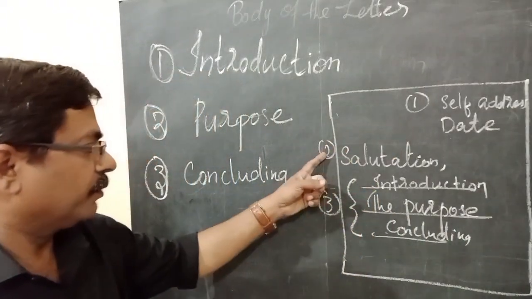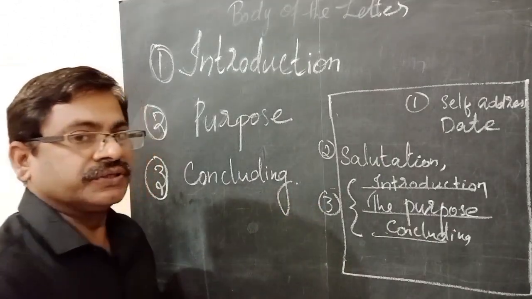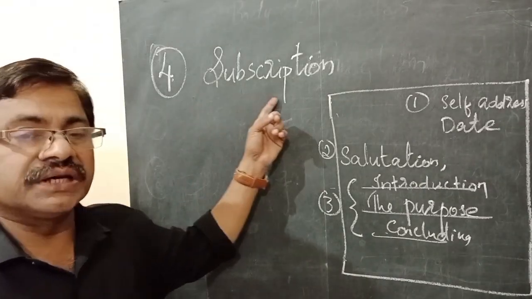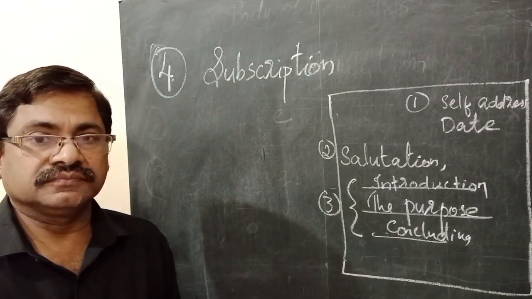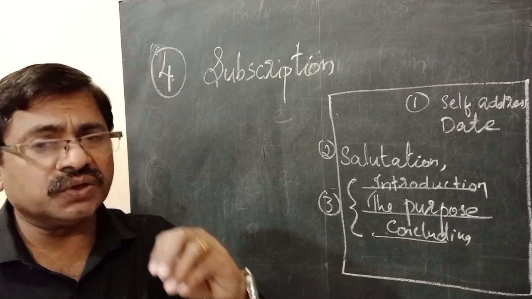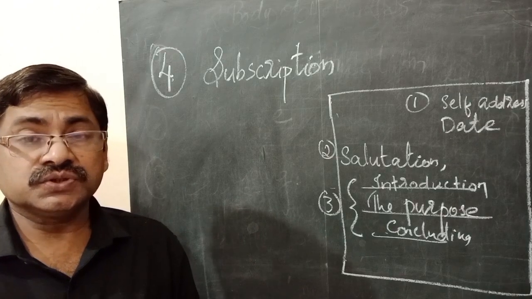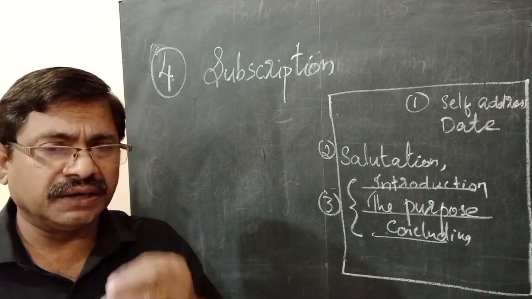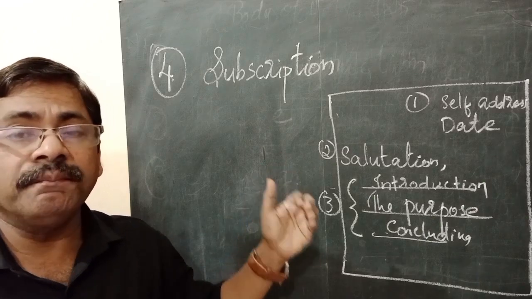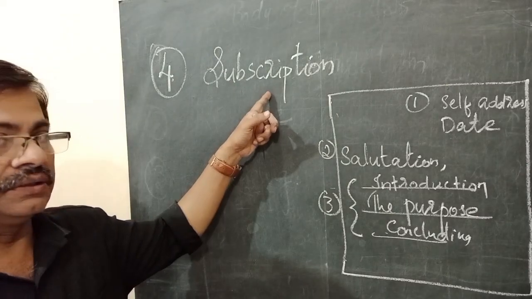First point, second point, or third point. Next to the fourth point. Let us find out. Now, the subscription. This is also known as a complementary clause. Before concluding everything, we have to write a complementary clause. That is what is subscription.